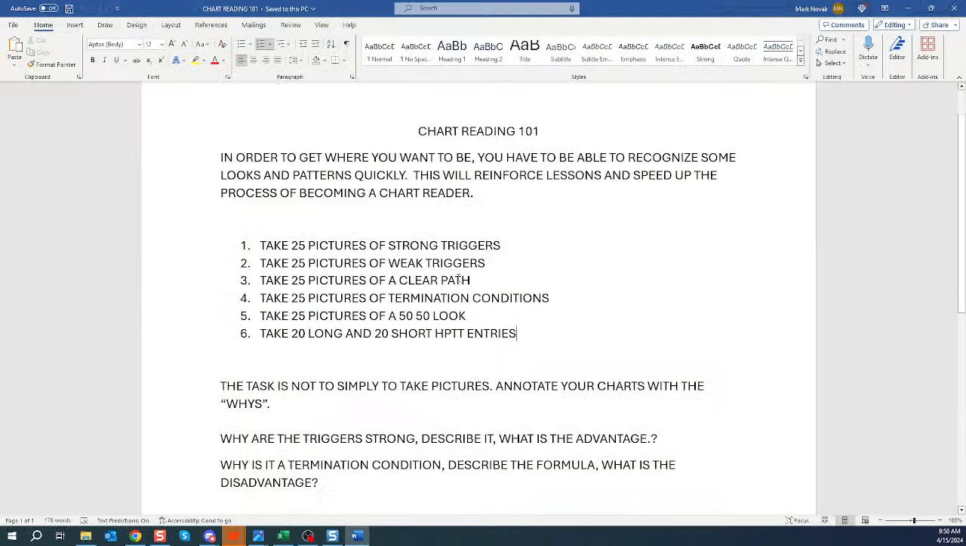And then you're going to do it with a clear path, and you're going to do it with terminations, and you're going to do it with that 50-50 look, and you're going to take pictures of entries. And guys, this is 265 pictures that, honest to goodness, won't take you more than 2 or 3 hours to do.